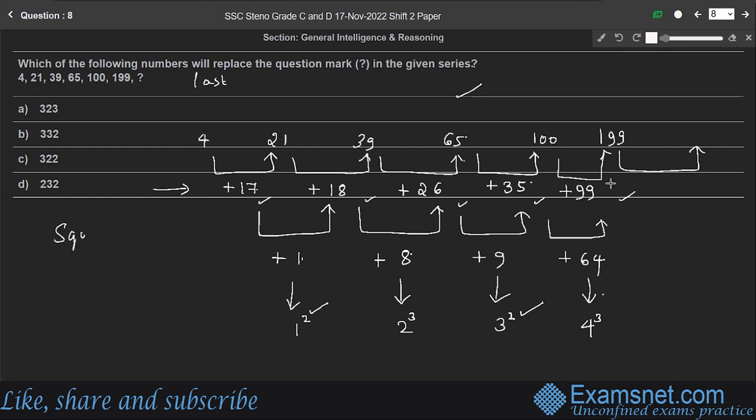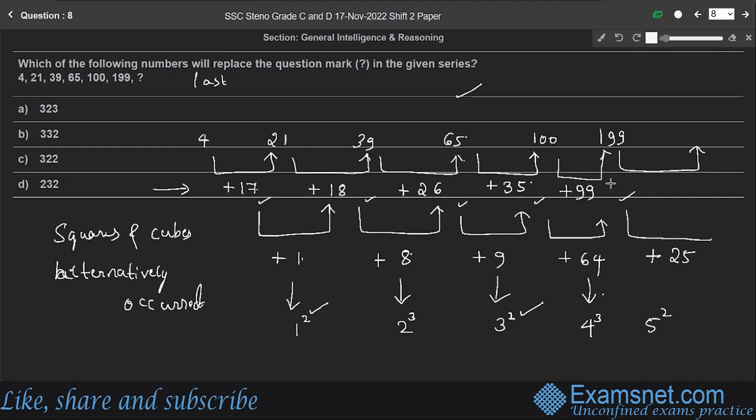So squares and cubes have occurred alternatively. Therefore, the next number to be added is the square of 5. The next number after 4 is 5, and it's a square. The square of 5 is 25. So the number 25 should be added to 99. So 99 plus 25 gives you how much? 124.